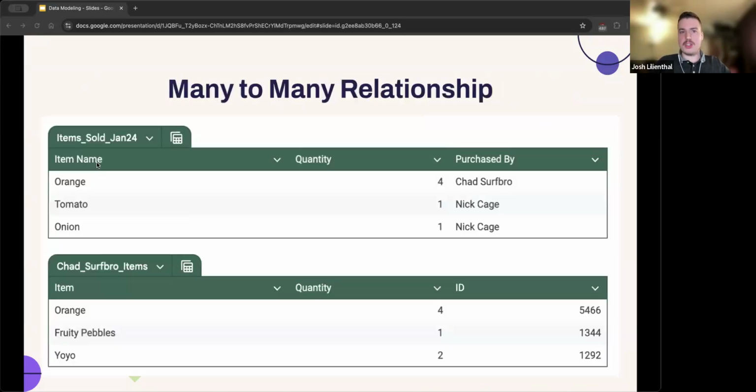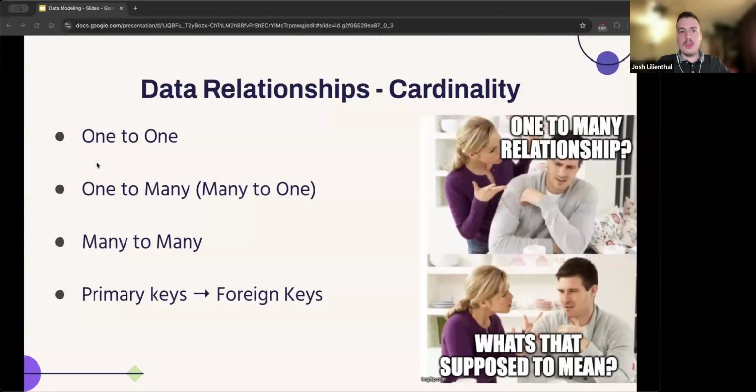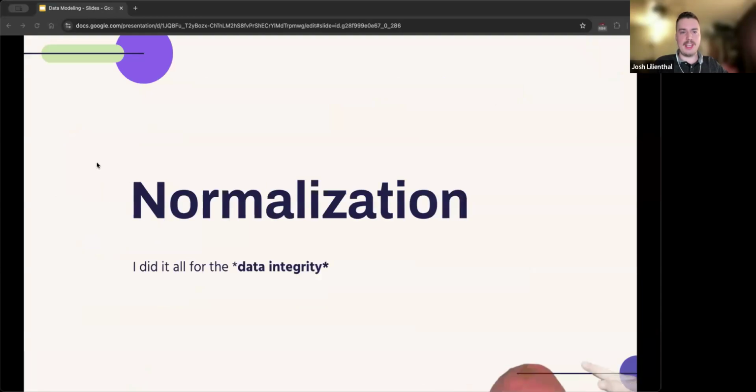In this data relationship, records in both tables may appear many times in each other's tables. So we have a table of items sold by a business and tables showing items purchased by each customer. One customer might purchase many different items, and the same item might be purchased by many different customers. A broader data relationship that's important to understand is the relationship between primary and foreign keys, which we'll talk about in just a moment. First, let me introduce our next topic, normalization.